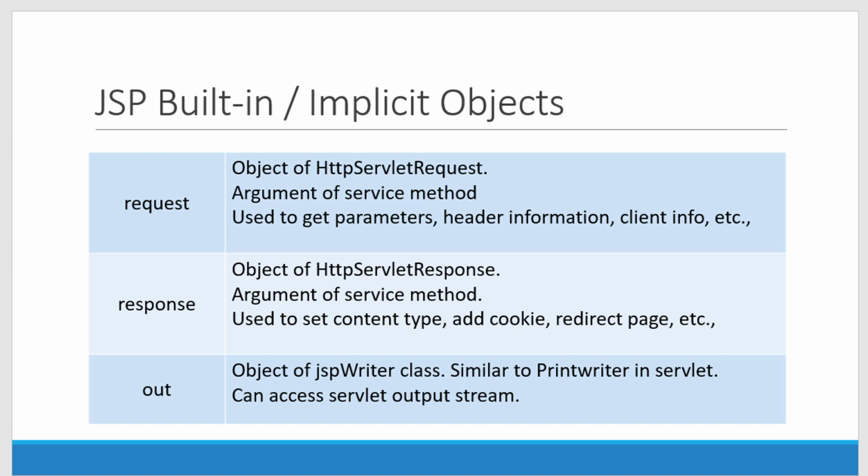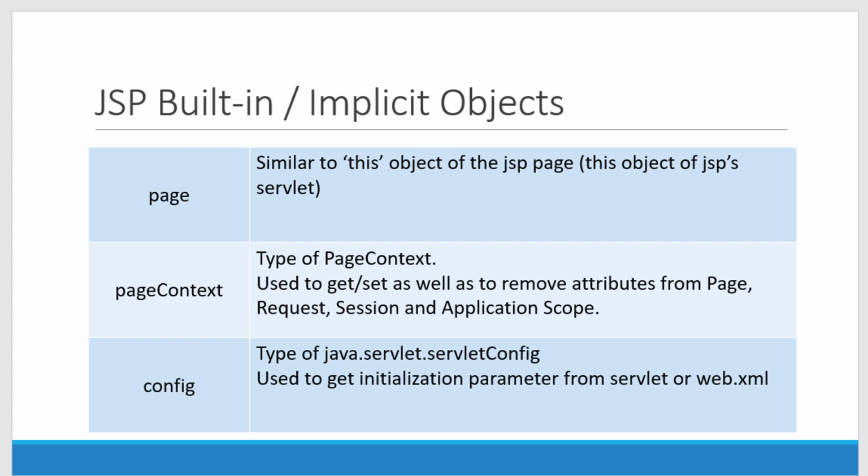And another frequently used object is out. Basically it is an object of JSP writer, which is very similar to the print writer that we have within the servlet. It will be used to write the HTML content into the servlet output stream. In the same way, we have the other implicit objects like page, page context, and config. Page will be used to set the information of that specific JSP servlet, very similar to the this object of any Java class. Page is the this object of that specific JSP page.